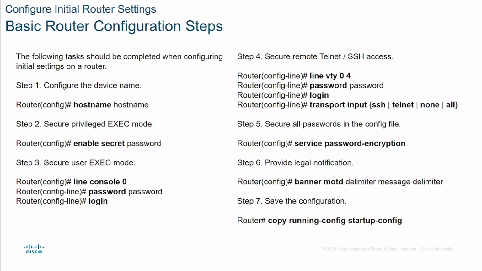Let's look at configuring initial router settings. When you want to configure a router, once the router has booted, you use the hostname command. Remember we did something like this. After typing hostname, you put whatever name you want to be the host name. Then you enter and secure privilege exec mode. From here you enable secret password, you put the password. Secure user exec mode.